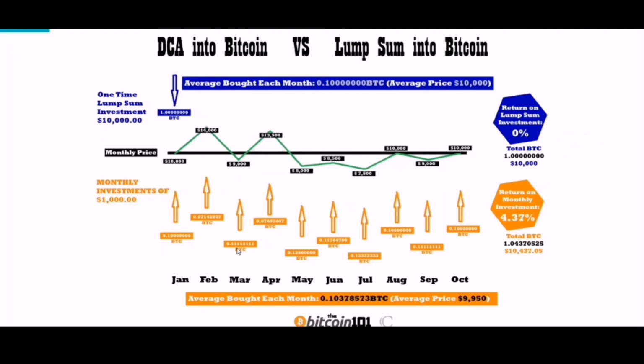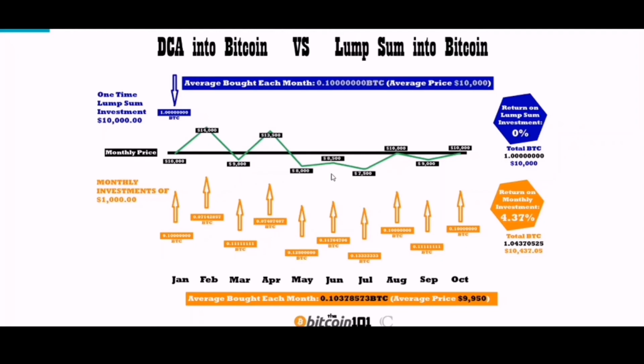We were able to get another 111,000 Satoshis in March compared to January, just because of the price of Bitcoin. Then the price went back up, so we weren't able to get as much again. The price came back down to 8,000 in May, and we were able to get 0.125 Bitcoin.